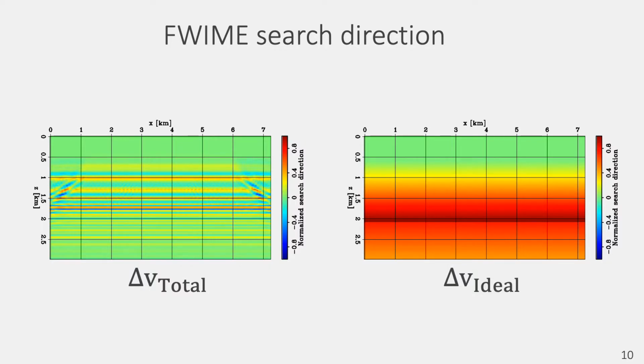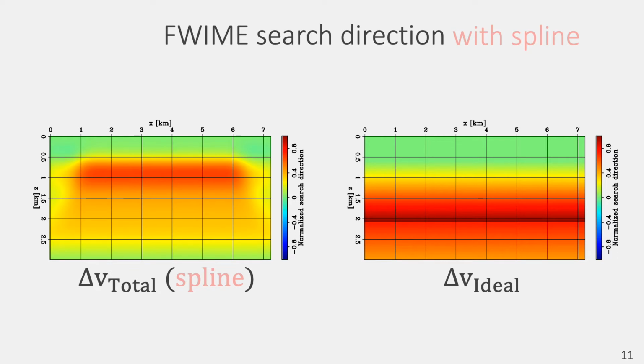And here we compare the initial search direction before the spline mapping with the ideal search direction, which is the difference between the true and the initial models. And our new initial search direction seems more promising.